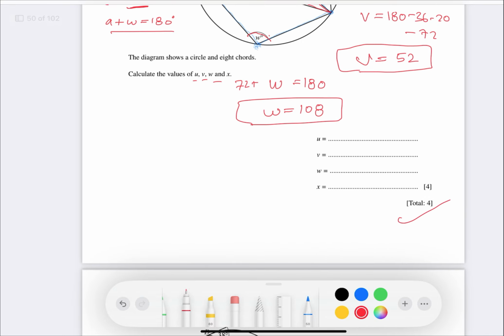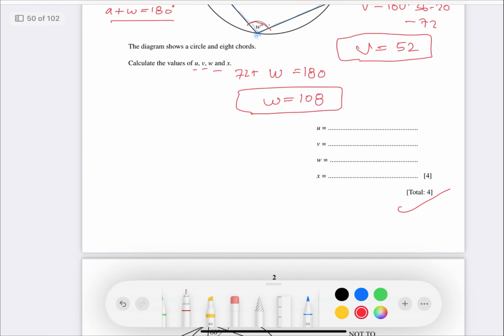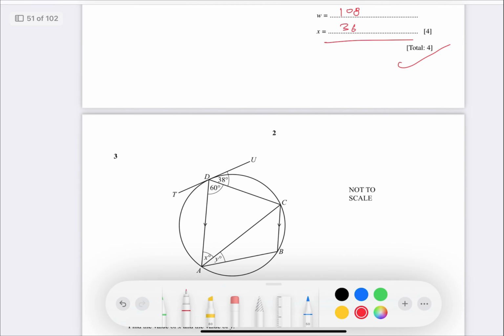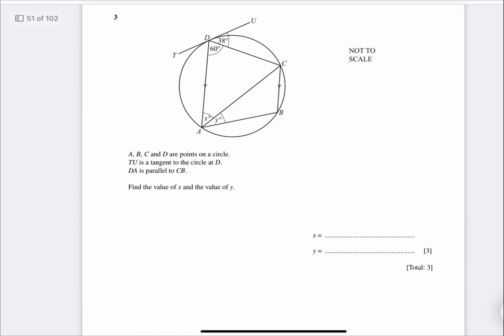Let us move on to the next question now. You want me to write down the answer? Yes, I will write. U is 20. Okay. V is 52. All right. W is 108. And x equals 36. Let us move on to the next question now. In this question, they are saying that A, B, C, D are points on the circle. All right. TU is a tangent at D. Tangent at D. Okay.